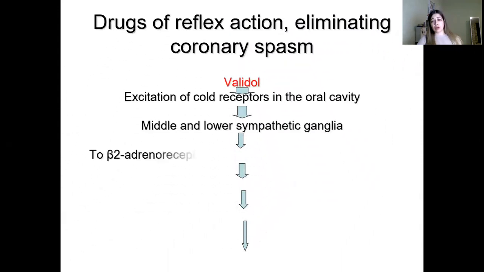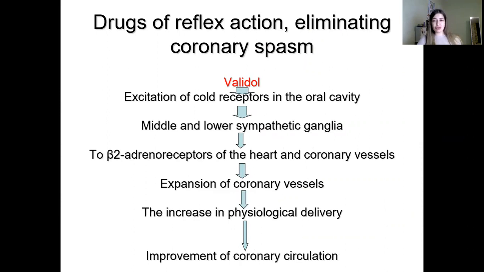Okay, what else? I also said that there is a drug which is not very effective, but it exists. So this is Validol. It's the reflex action. Also eliminates the coronary spasm. Let's see the mechanism. It is not that good, but okay, let's see it. So Validol excites the cold receptors in the oral cavity. Why? Because it has the menthol in the content. Yes, it's like chewing some mint, okay, or like a menthol chewing gum, almost like that.